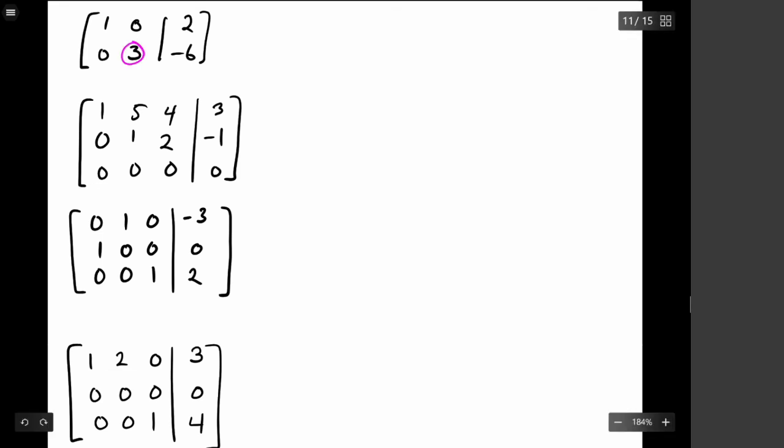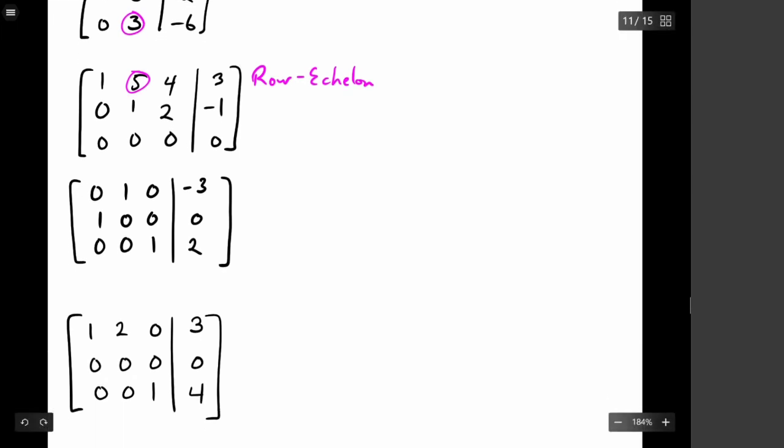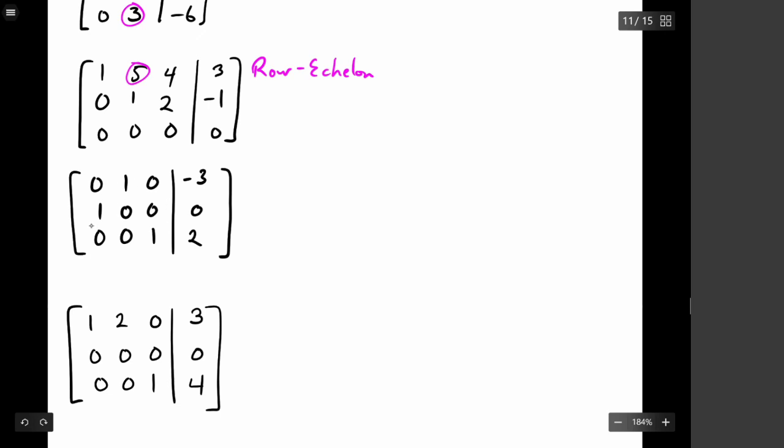Okay, so here's the issue here. This one is in row echelon form. But it's not in reduced row echelon form because of this 5. Everything else is fine. These numbers, this column is fine. Just that 5. This here is in neither. These two are out of place. Think about how you can fix that.